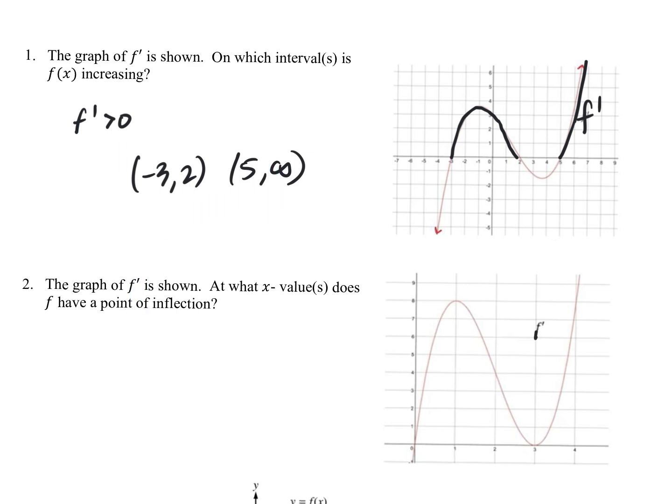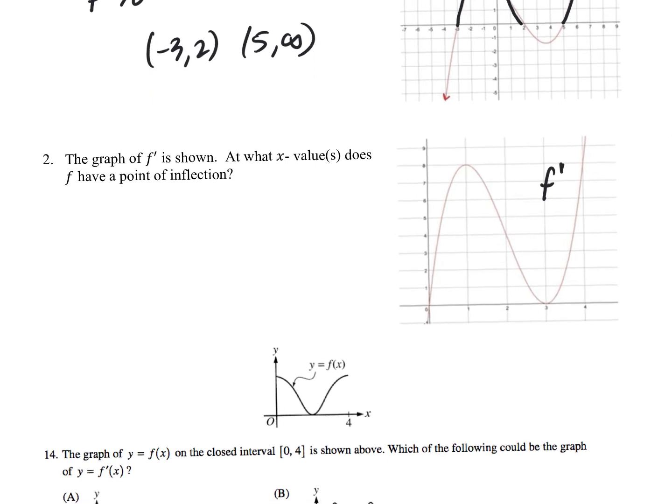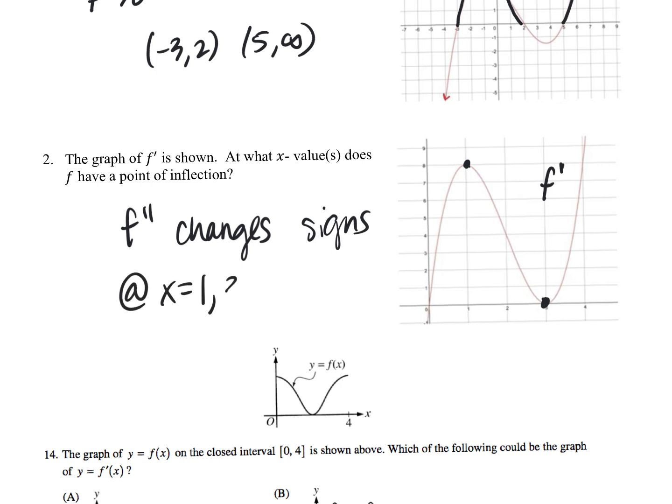Again, an f prime graph is shown. Where do we have a point of inflection? Let's say that it said give a reason. What makes a point of inflection? F double prime changes signs. Good job, birthday girl. So at 1 and at 3, because you had just said, Danny Main, it's the maxes and mins of an f prime graph, isn't it? So we're going to say at x's 1 and 3.